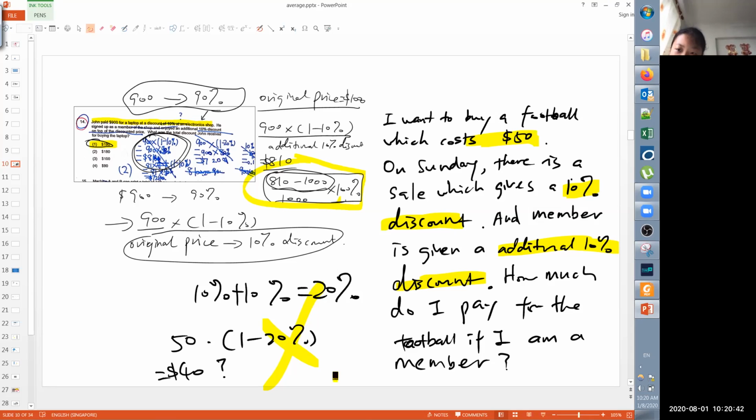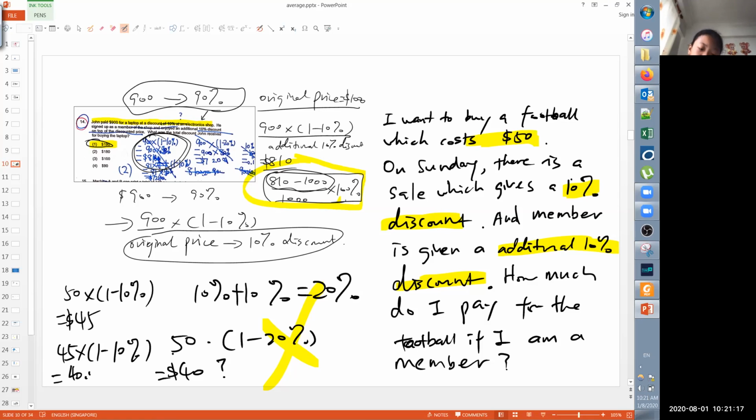What is the correct way to do this question is this. Just do it once. So you get the 10% discount, which will give you 55, right? No, 45. I'm sorry. This will give 45. And what you do, you take 45, you times your 1 minus 10% again. So can you help me out? What's the answer? 40.5. Can you see the difference? It's 50 cents. Can you see the difference?